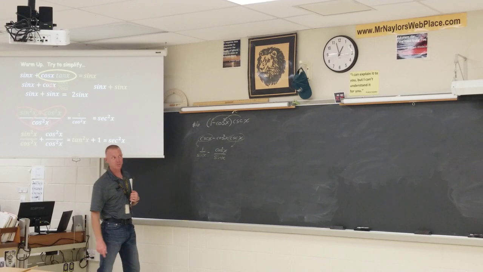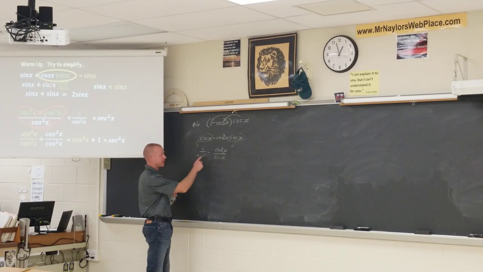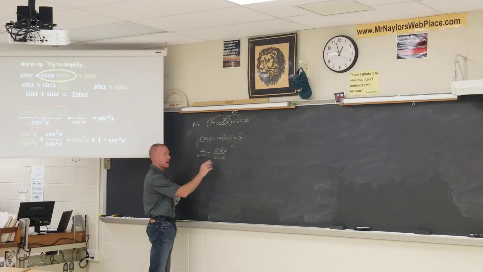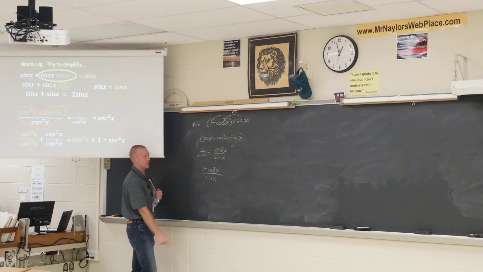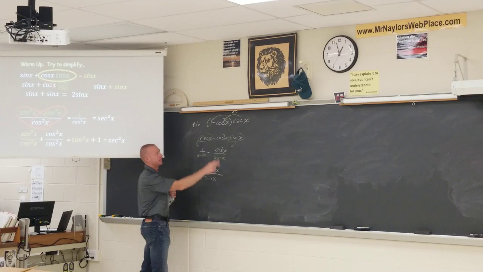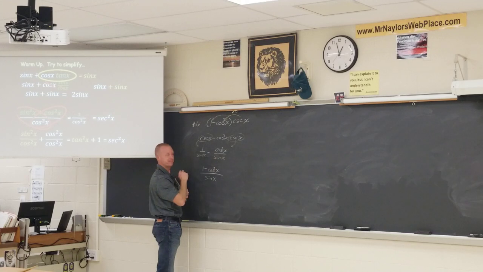Now what? Well, as we're going to learn in our next lesson, we have common denominators. If you have common denominators, you're allowed to subtract the numerators. So we subtract 1 minus cosine squared, keep the denominator common. We're back to 1 minus cosine squared. I say we're back to it because it's interesting. That's kind of where I started.